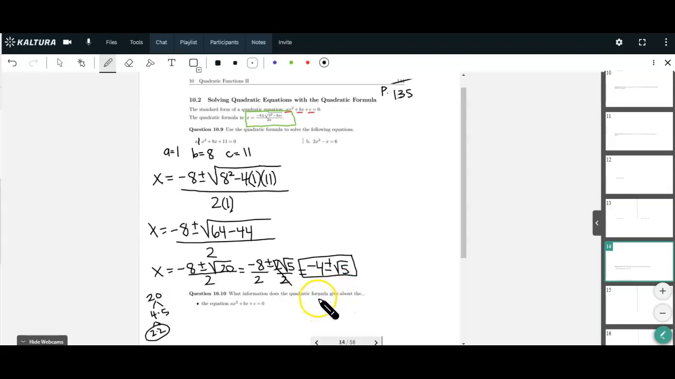If it asks you to change it to decimals, then you do -4 plus the square root of 5, change to a decimal, and then -4 minus the square root of 5, change to a decimal. But notice there are 2 answers there, and we're expecting 2 answers because remember our highest exponent, the degree of this polynomial, is 2. If the highest exponent was a 3, we'd expect 3 answers. If the highest exponent was a 4, we'd expect 4 answers, and so on. Okay? All right, what questions can I answer about that quadratic formula?